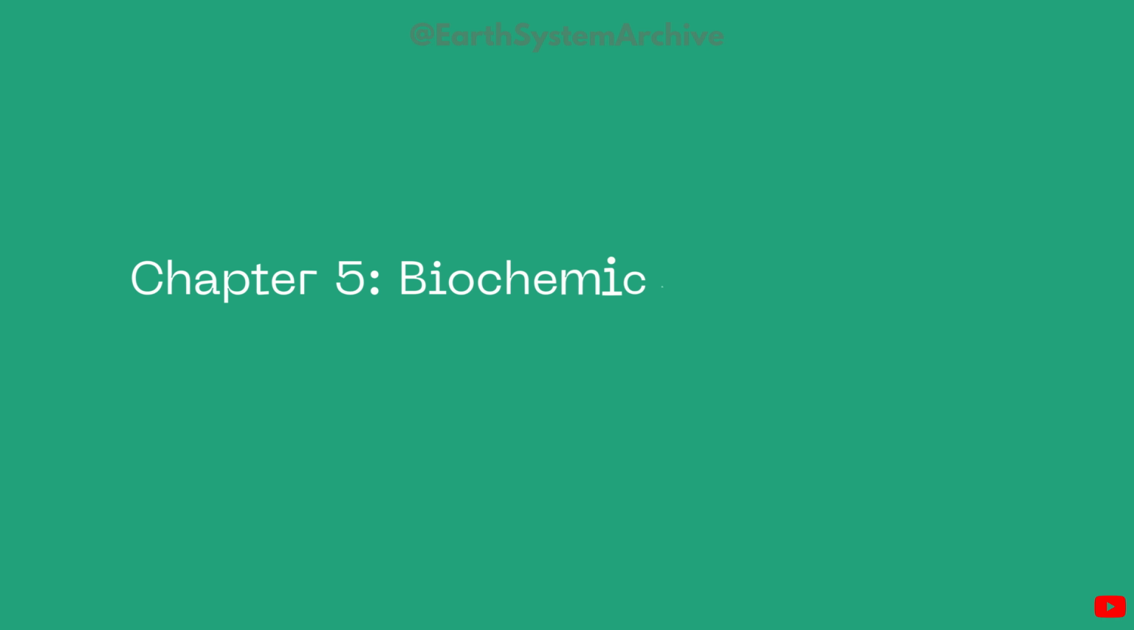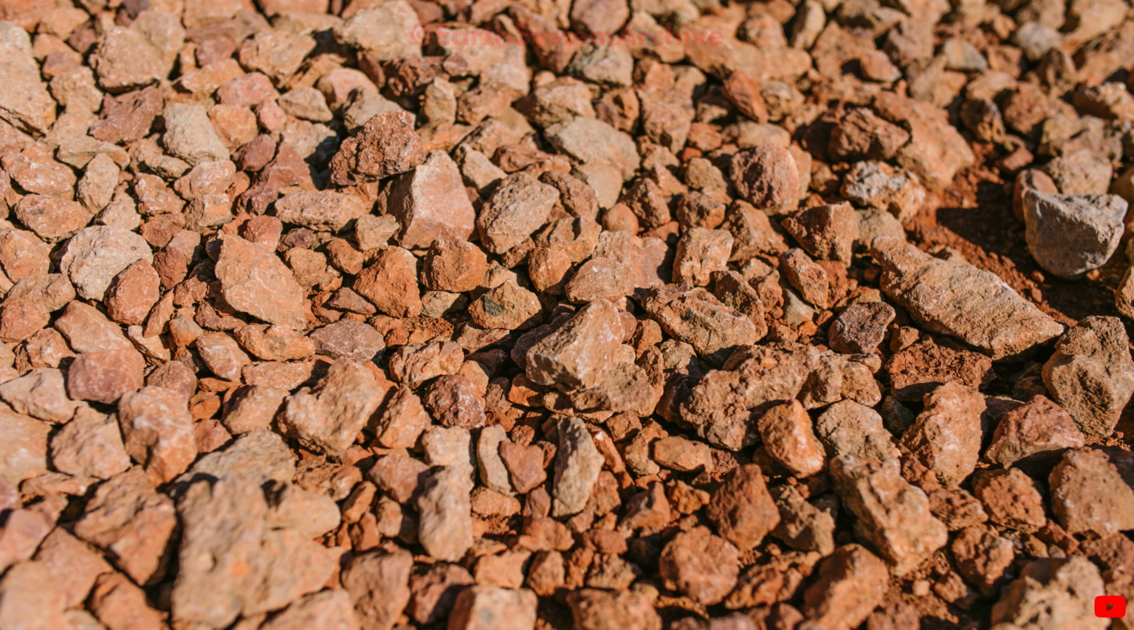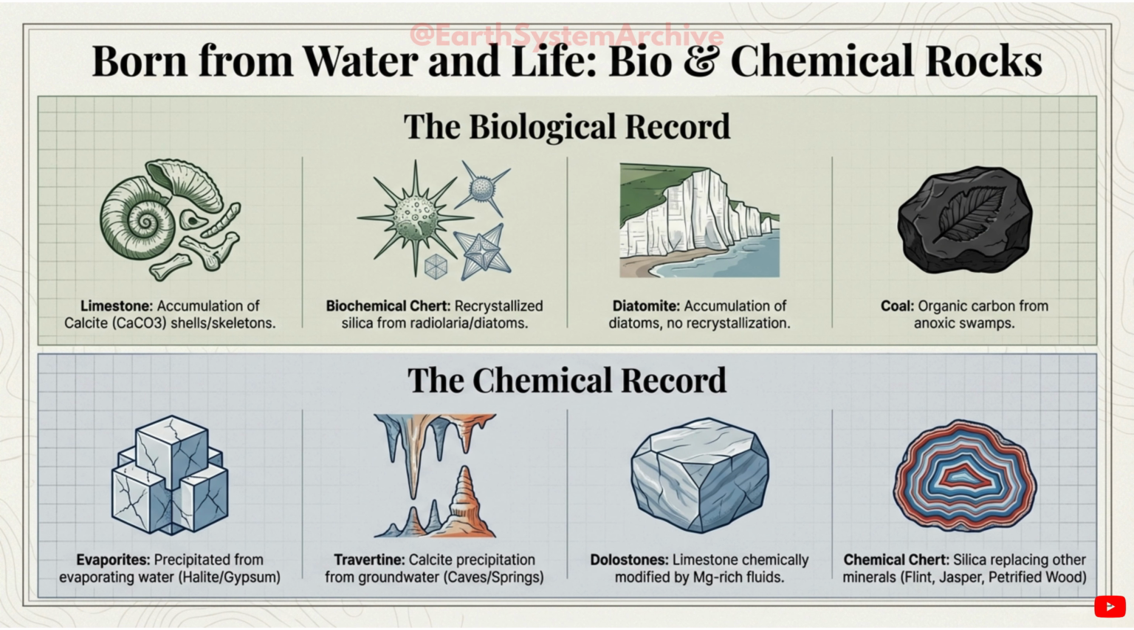Chapter 5. Biochemical and organic sedimentary rocks. Now we shift from broken fragments to rocks formed by organisms. Biochemical limestone. Organisms precipitate calcite, CaCO3, to build shells and skeletons. Accumulated skeletal remains become limestone. Fossils may be preserved or destroyed by recrystallization during lithification.